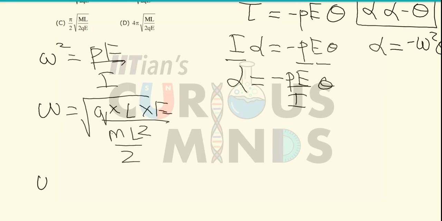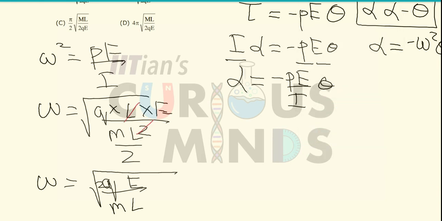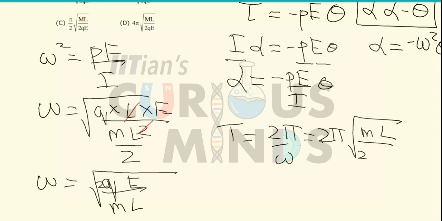If I rearrange this part, omega will be equal to the square root of q into E, with 2 in the numerator, divided by m into L. Basically L square and L will get cancelled out, so it will be equal to the square root of 2qE divided by mL. Now this is the omega, so time period will be equal to 2 pi divided by omega, which is equal to 2 pi root of mL divided by 2qE.